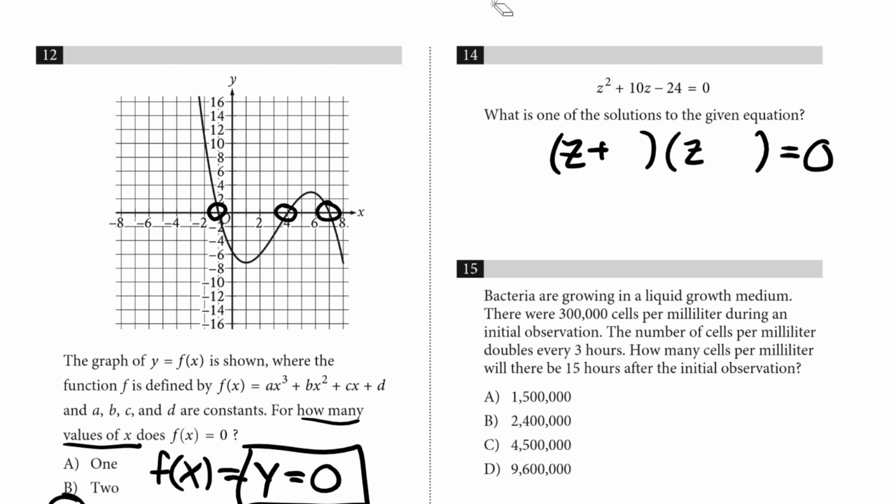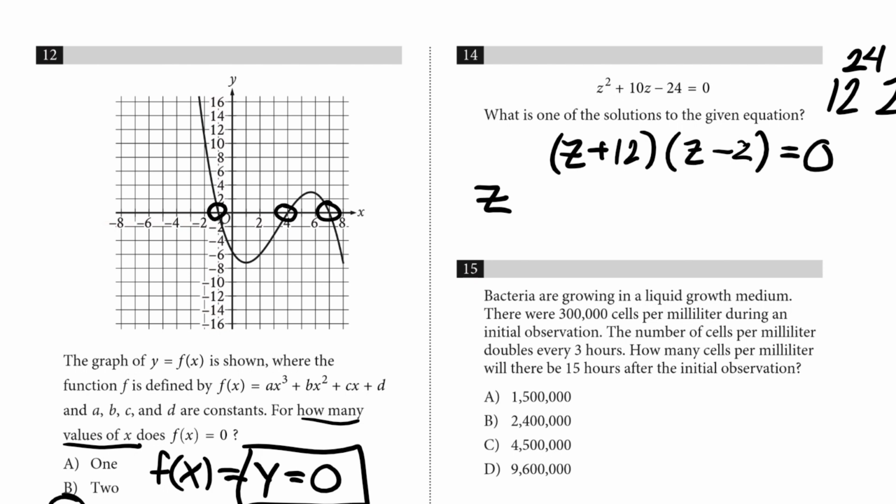And the question we have to ask ourselves is, a positive times what gives us a negative? And the answer is a positive times a negative gives us a negative. Now we have to find factors of 24 that subtract to make 10. So factors of 24 that subtract to make 10 is going to be 12 and 2. The bigger number always goes first. And we end up with z plus 12 times z minus 2 equals 0.